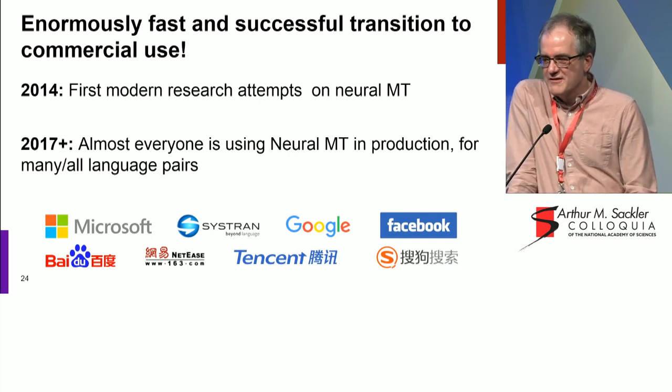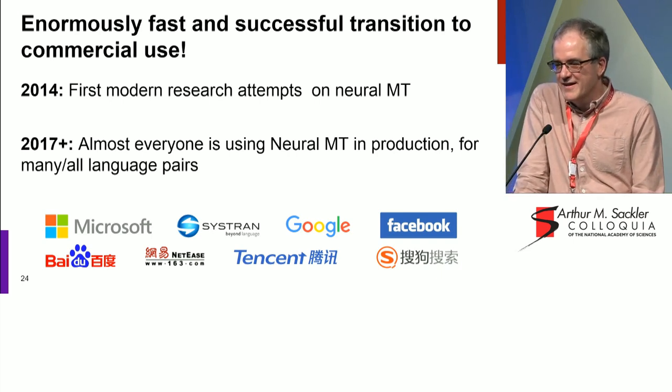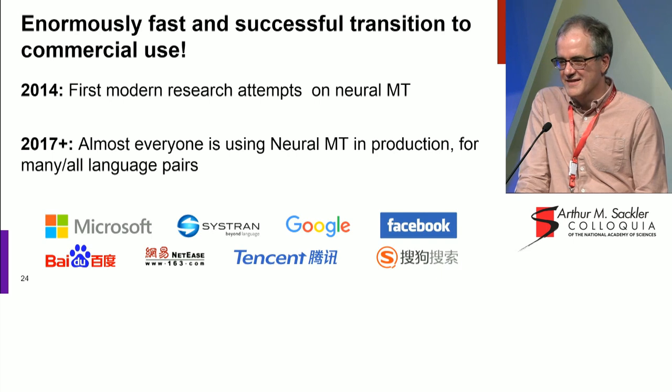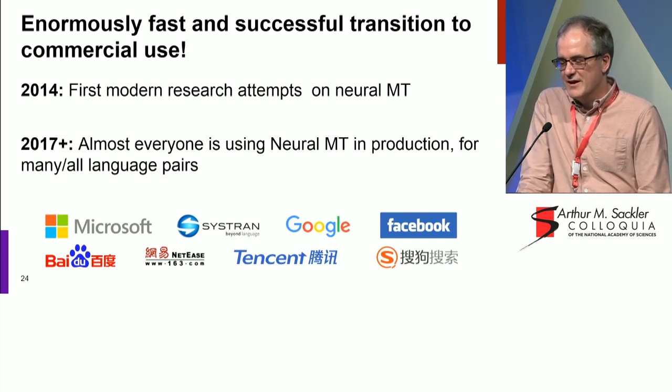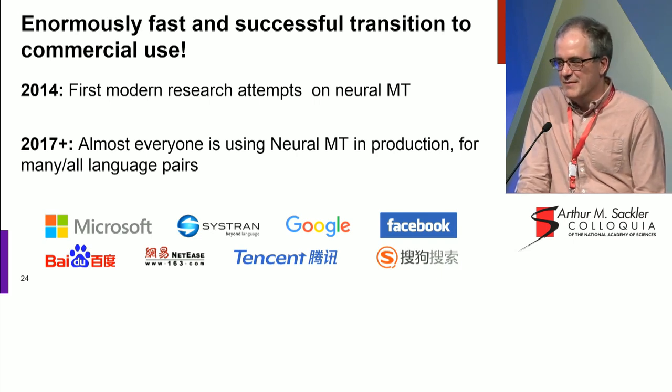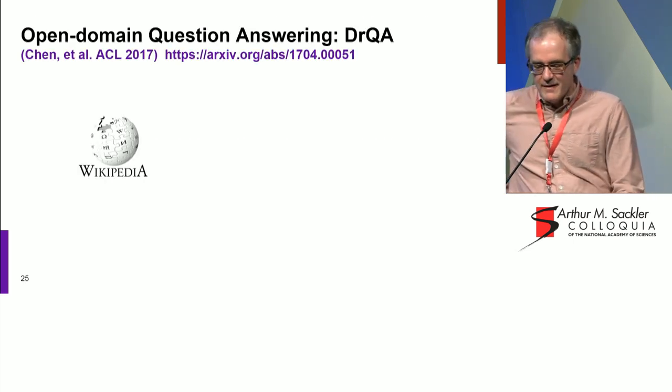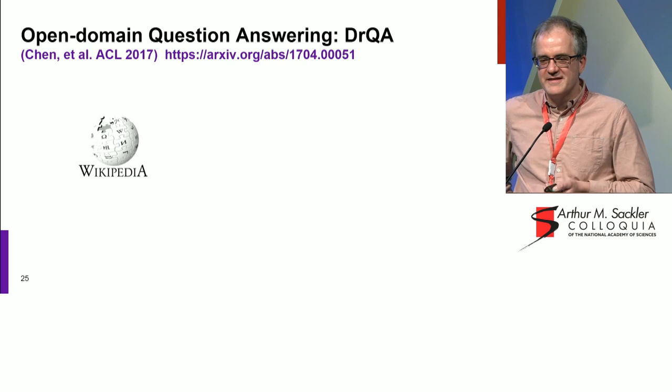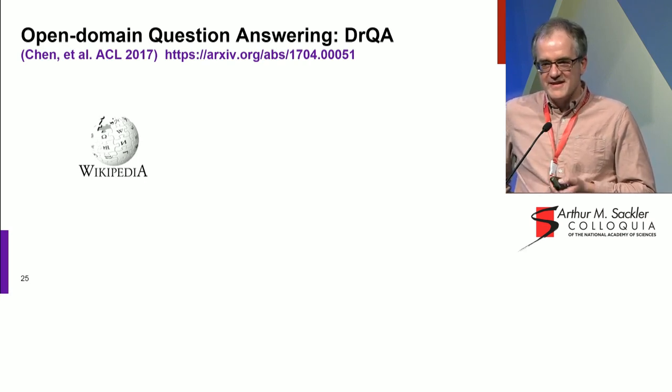In fact, neural machine translation was so much better than what preceded it that this led to an extremely rapid commercial transition. So it was really only in 2014 that people first started playing with neural networks for doing machine translation. And only 3 years later, basically all of the large tech companies are using it and finding much better results.